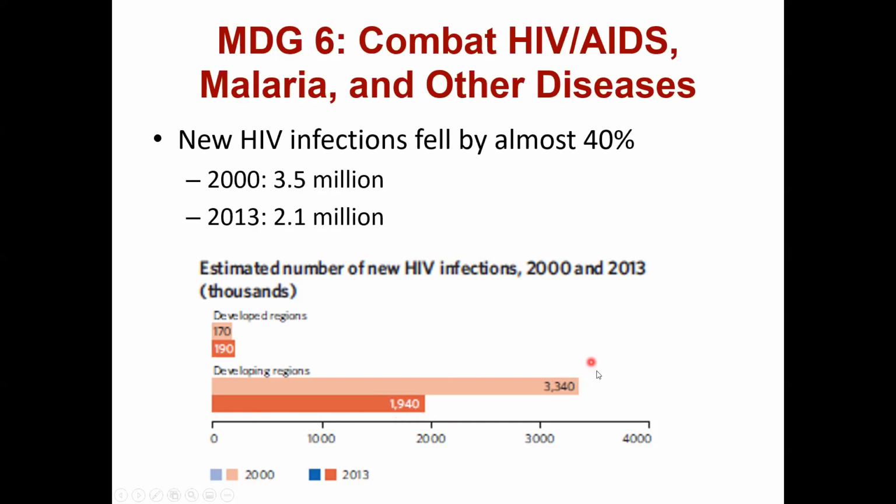and still the bulk of the problem is in developing regions. Now, it's a little concerning that in developed regions, it's gone up. So that's definitely something of potential concern. But in terms of the global problem, it's spreading a lot more frequently in developing regions.